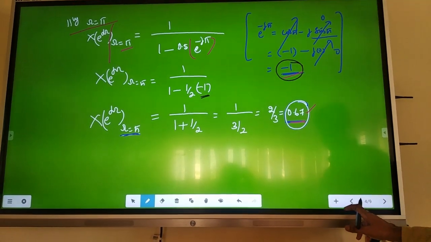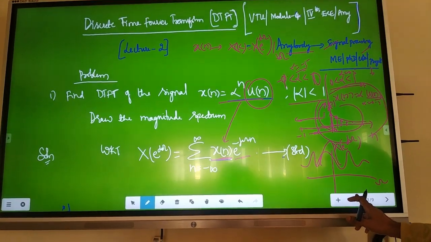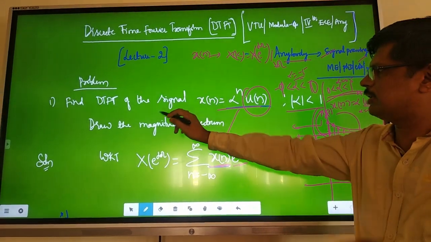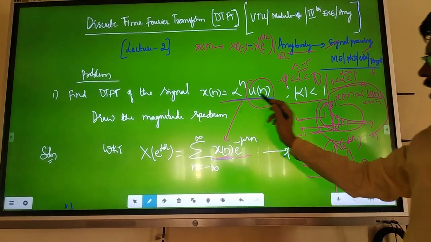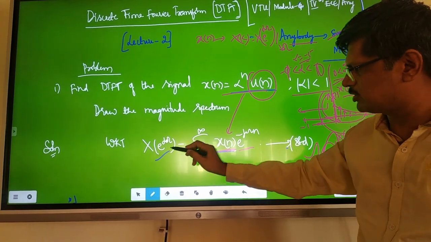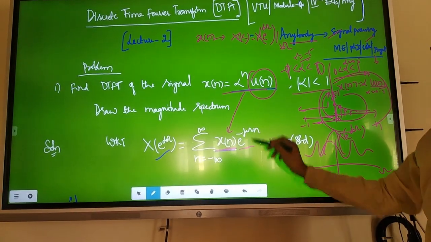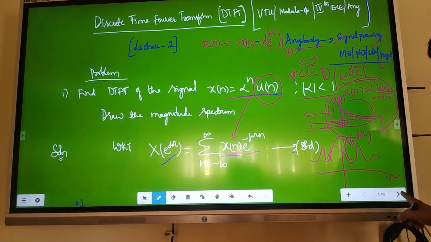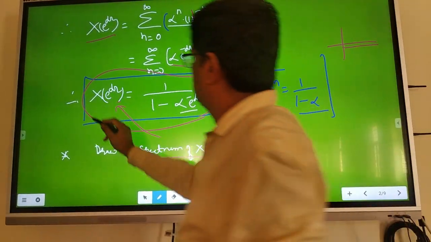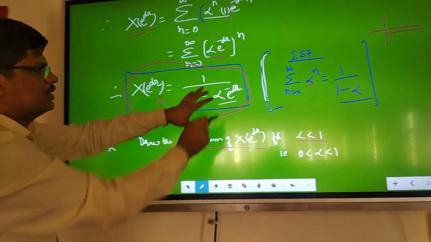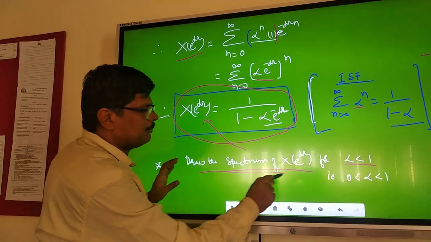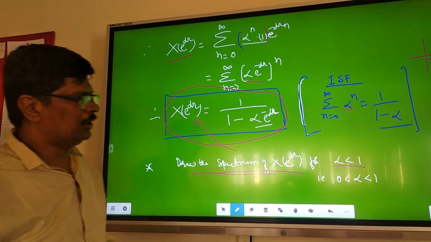I hope I am clear. Let me repeat quickly, within 2 lines. First, you are given one signal x of n. Then you have to get the frequency domain representation for it using standard equations, and you will get the representation X of e power j omega equal to this equation. Then draw the spectrum to analyze signals beautifully.